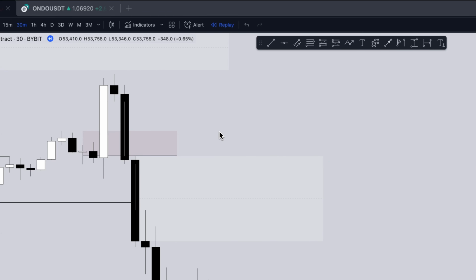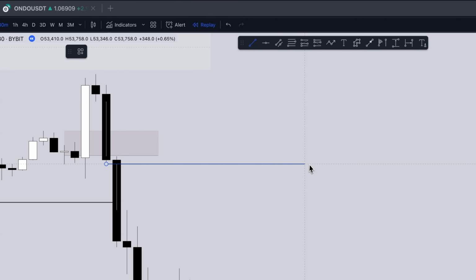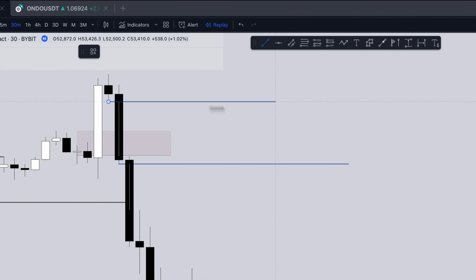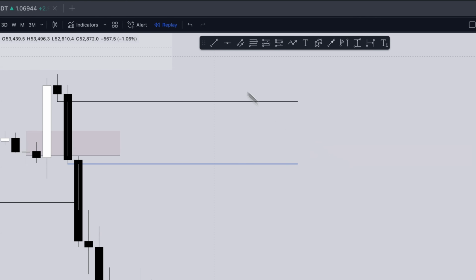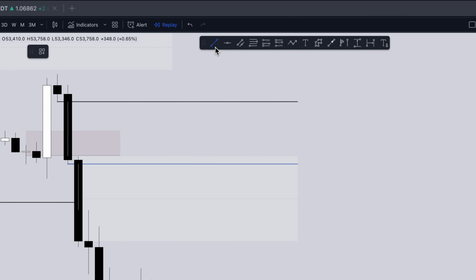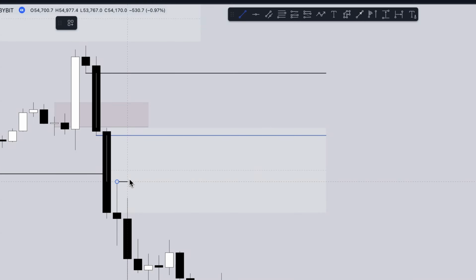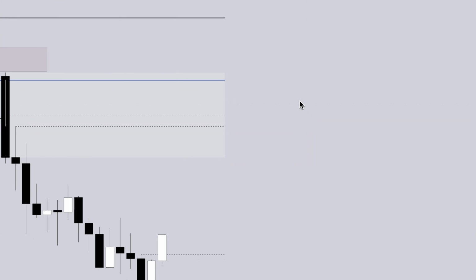Let's remove this. Oh, well, that's our second level. And this is the line in the sand. If we close through here, I'm expecting more upside. But for now, I'm going to keep shorting. Ideally in this area. And here will be beautiful. So let's have a look.